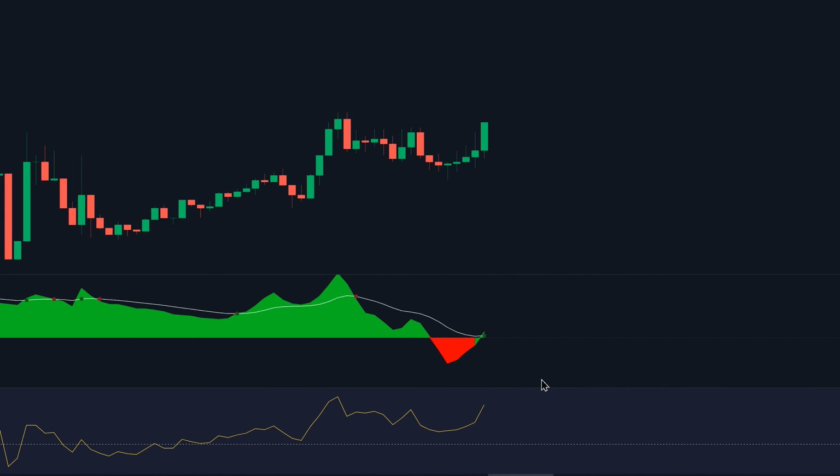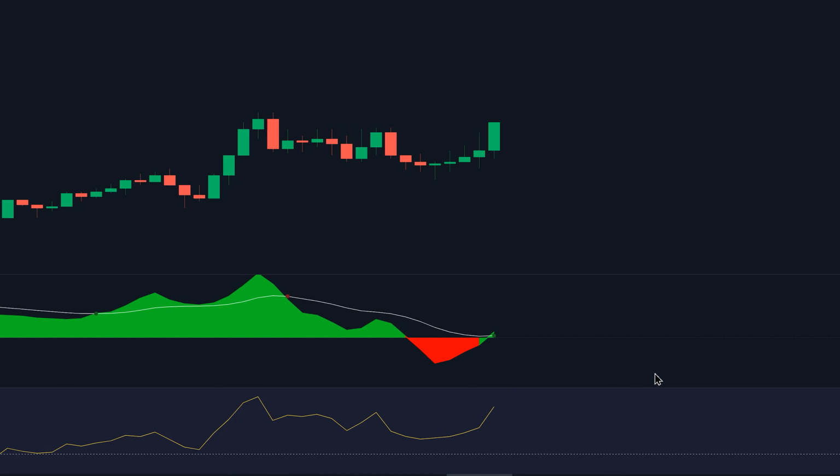Now, condition number 2 is we want to use the Klinger Volume Oscillator to confirm 2 things. 1, the presence of bullish volume at the time of our entry, and 2, a market pullback. Now, the way we're going to confirm a market pullback using this indicator is to have a brief change of color of this histogram. We want it to change from green to red and then back to green.